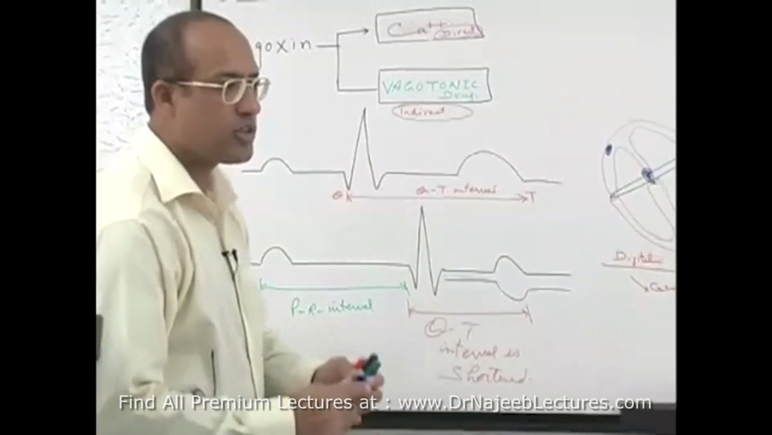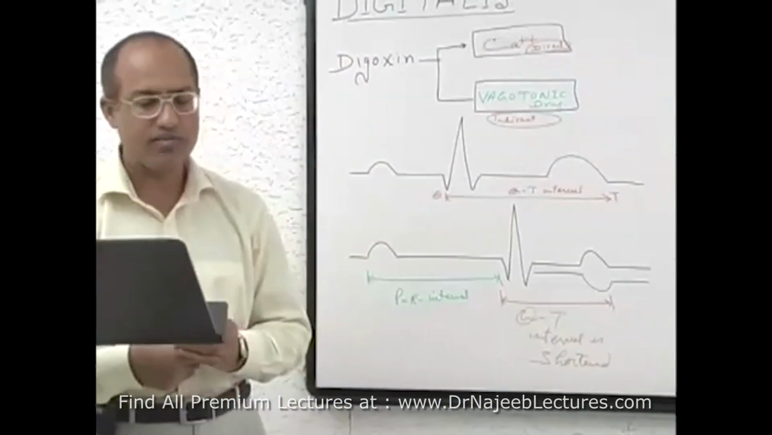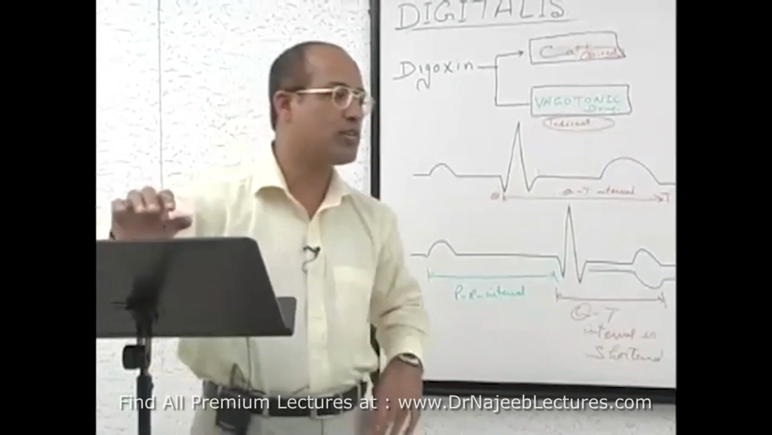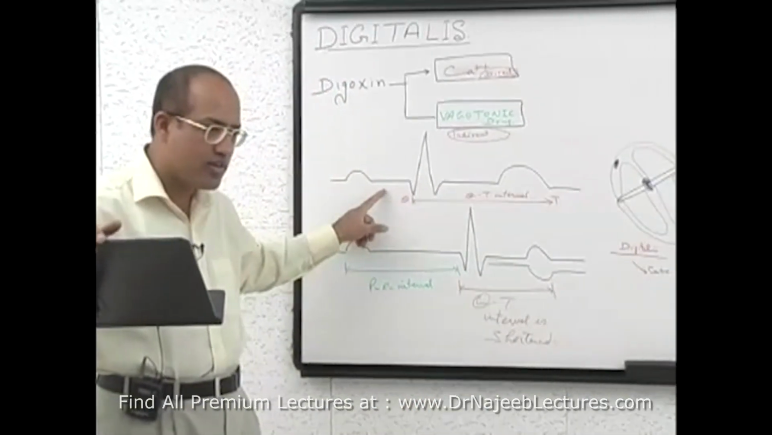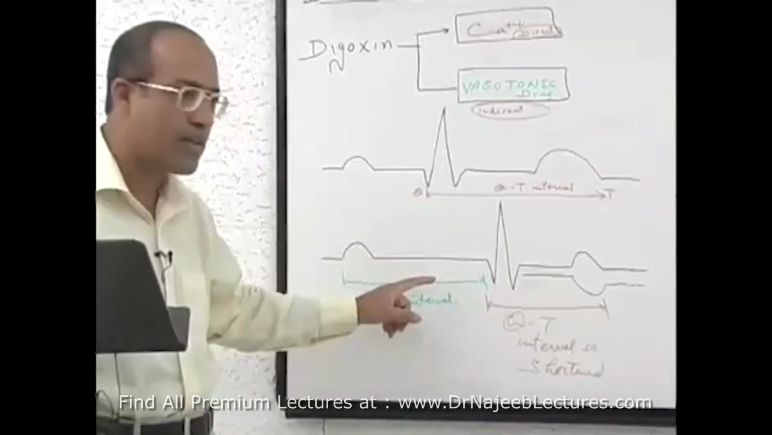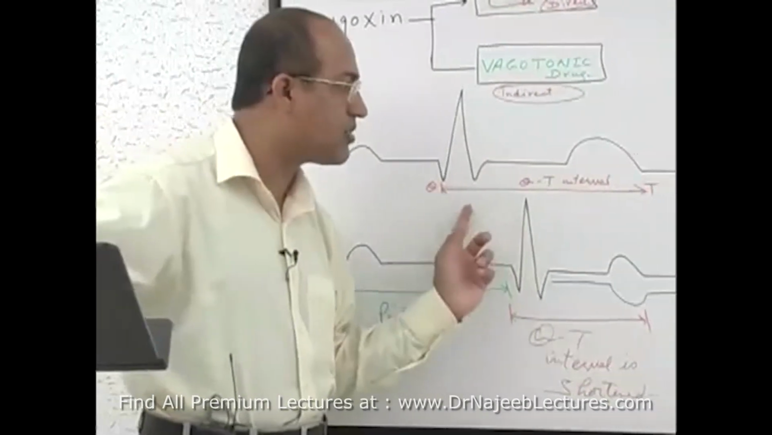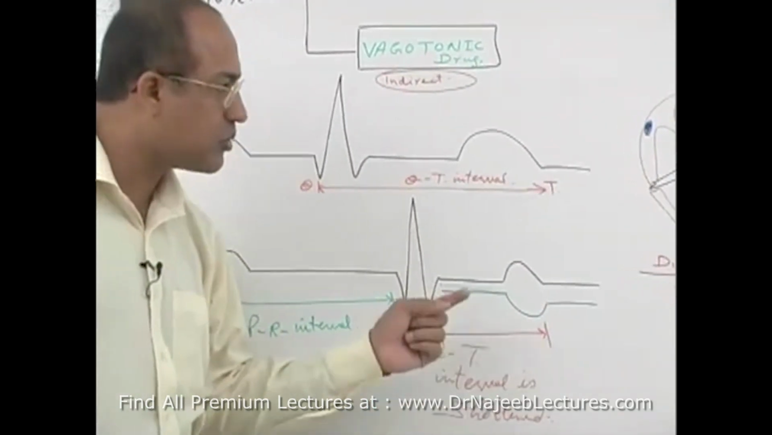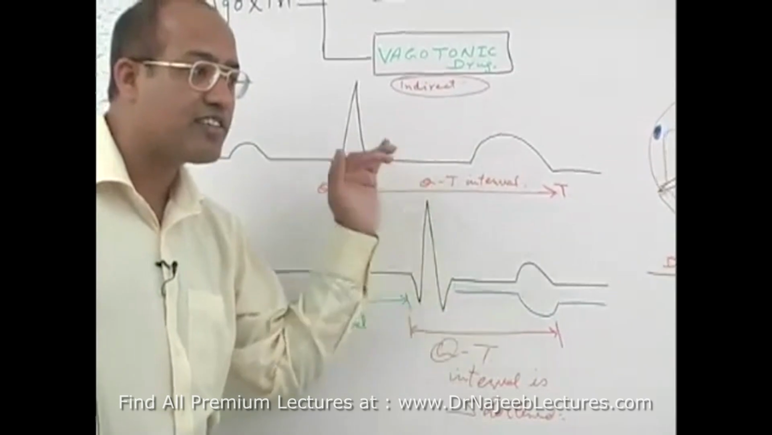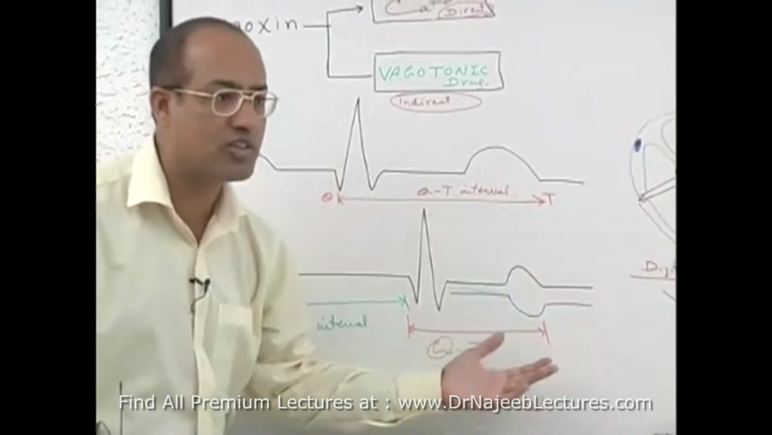Is that right? So there are three changes on the ECG classically. What are those changes? Due to AV nodal inhibition, there is PR interval prolongation. Due to more efficient depolarization and repolarization, QT interval is shortened. And due to calcium loading, cationic loading, ST segment and T wave changes are also seen there.